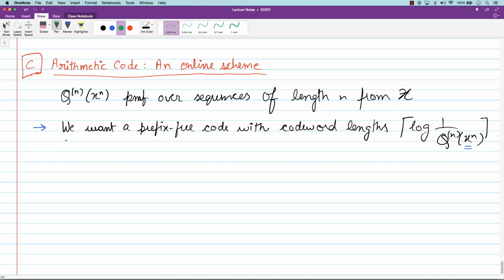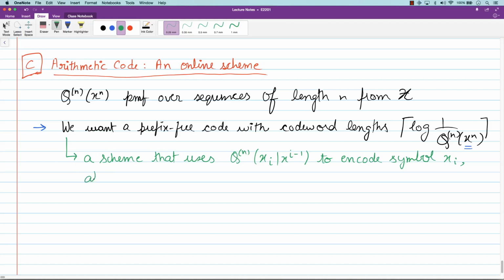So what we want specifically is a scheme that uses the probability associated with symbol i. So let's say Qn, this is the probability of symbol i given all the past symbols, to encode symbol xi. So it encodes symbol xi after it has already encoded x1 to xi minus 1 in the previous slots.